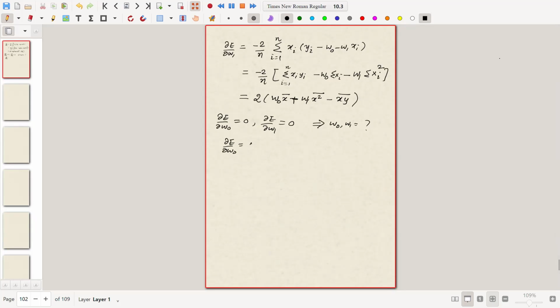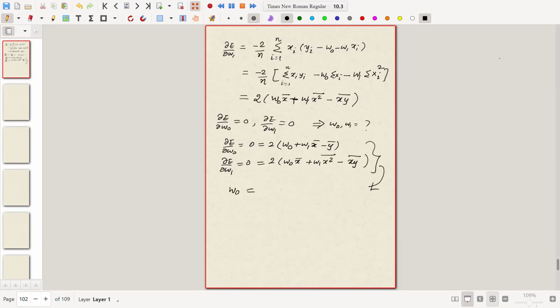What do we do? We set the derivative equal to 0. For that we need this quantity, w0 plus w1 x bar minus y bar. Am I right? We got this already. Del E by del w1 equals 0. We will set what we got just now: 2 times of w0 x bar plus w1 x square bar, see the difference, minus xy bar. Okay. Now from this, can you give me what is w0 and w1?